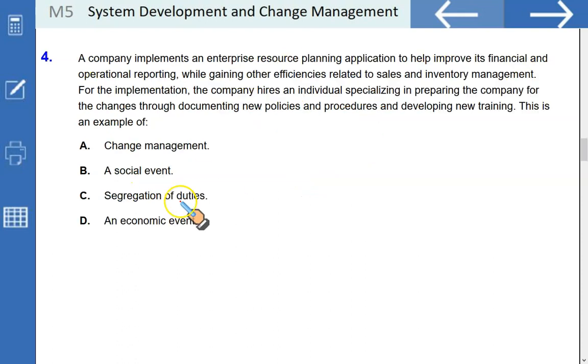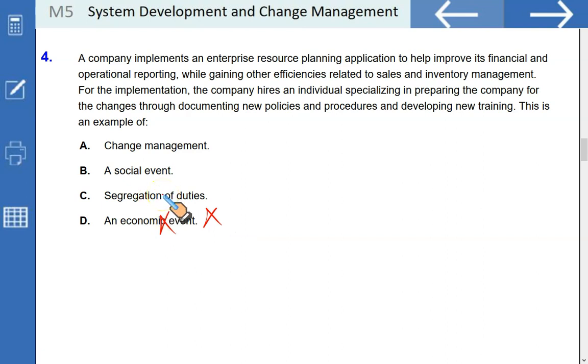So this is wrong. A company implements an enterprise resource planning application to help improve its financial and operational reporting, while gaining other efficiencies related to sales and inventory management. For the implementation, the company hires an individual specializing in preparing the company for the changes through documenting new policies and procedures and developing new training. This is an example of which of these? This is not an economic event. You have just hired a specialist who will help you in implementing this new application. So this is not an economic event that requires an entry into your ledgers.